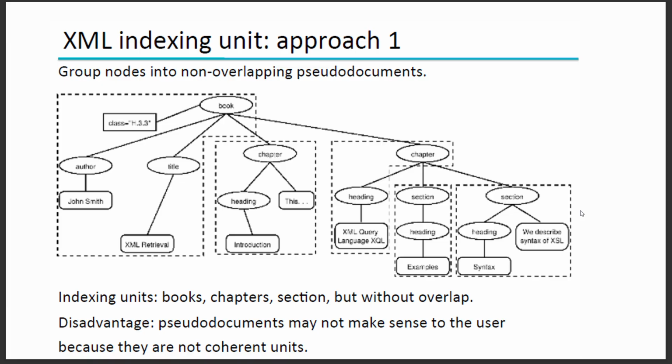Now coming to approach one, non-overlapping pseudo documents. Pseudo means null. Group nodes into non-overlapping pseudo documents. Indexing units are book, chapter, section, but without overlap. There is no overlap at all. The disadvantage is that pseudo documents may not make sense to the user. Pseudo means basically null, there is no sense at all. So non-overlapping pseudo documents are of no use.